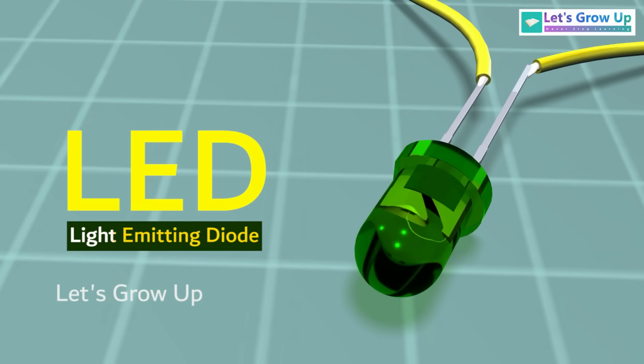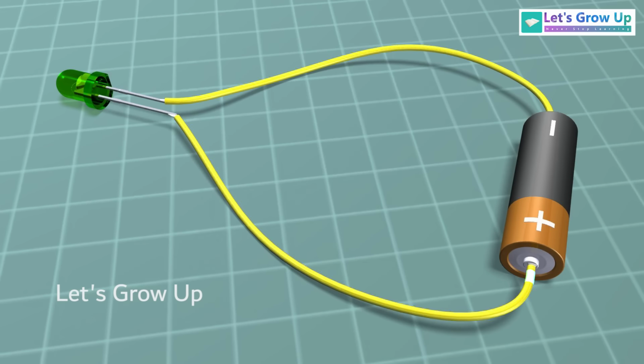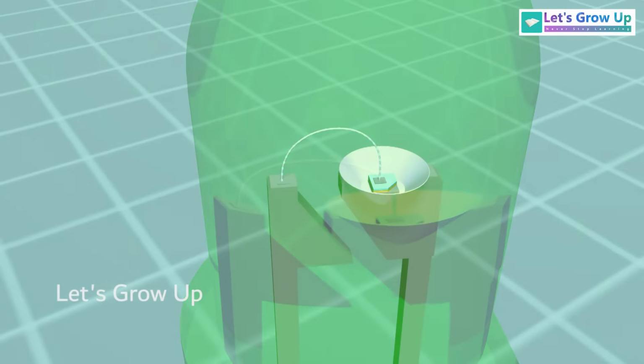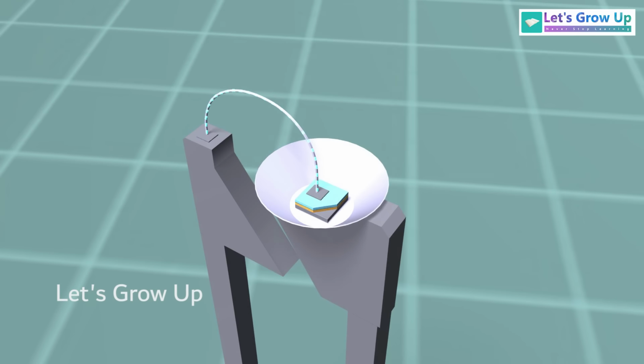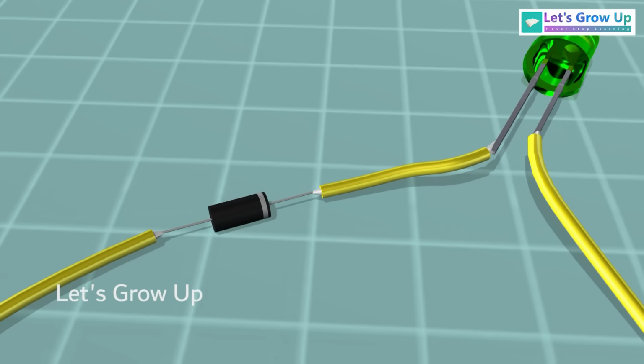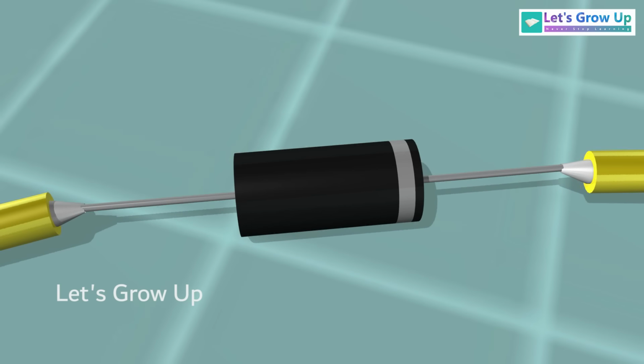LED stands for light emitting diode, a semiconductor device that emits light when an electric current is applied. The process is based on electroluminescence, where the movement of electrons within the semiconductor material generates photons, producing visible light. First, we will clarify what this diode is.